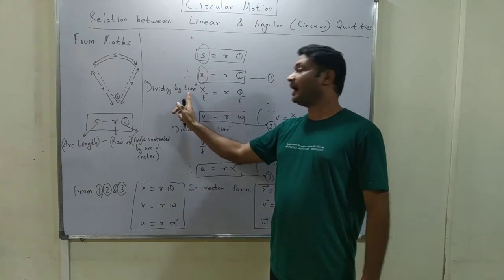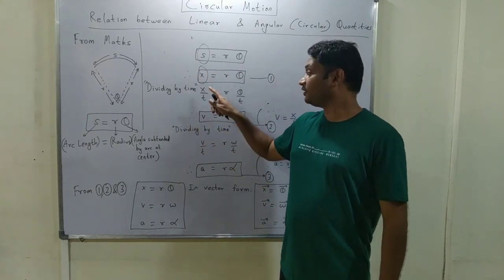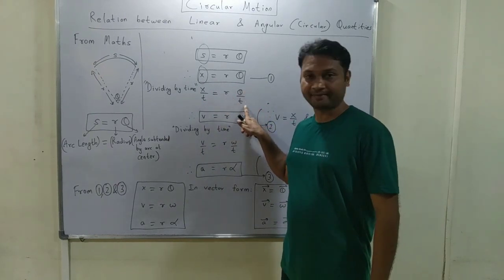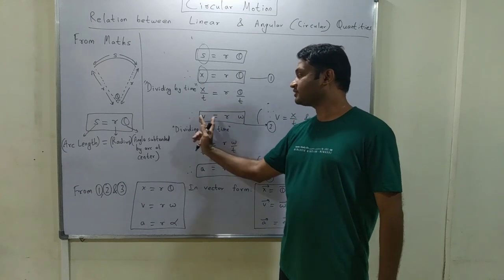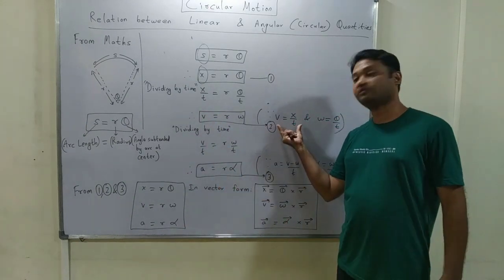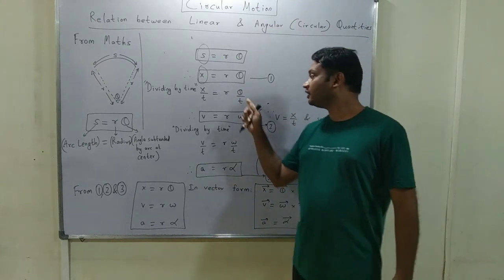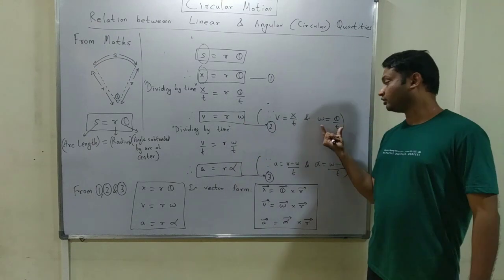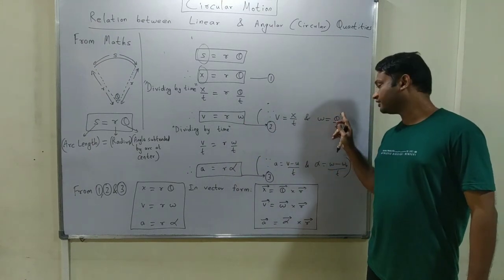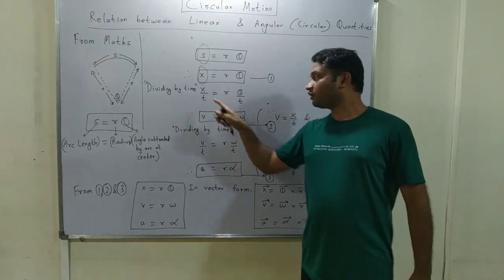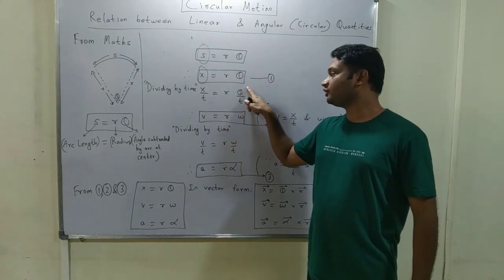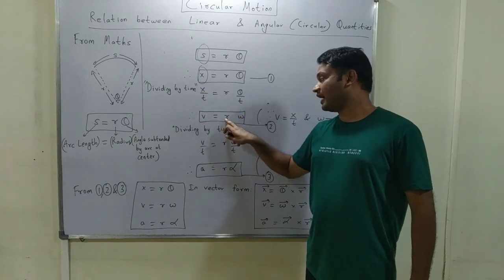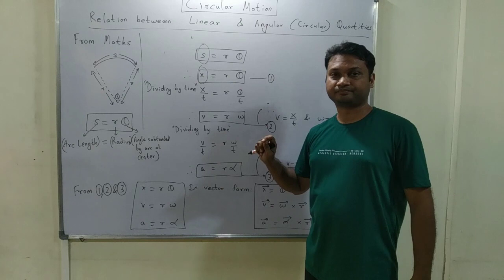Dividing this equation by time t, we get displacement upon time is equal to radius into angular displacement upon time. But displacement upon time is nothing but velocity. Velocity is displacement upon time. And angular displacement upon time is nothing but angular velocity. From this relation, angular velocity is angular displacement upon time. Therefore, displacement upon time is radius into angular displacement upon time becomes velocity is radius into angular velocity.